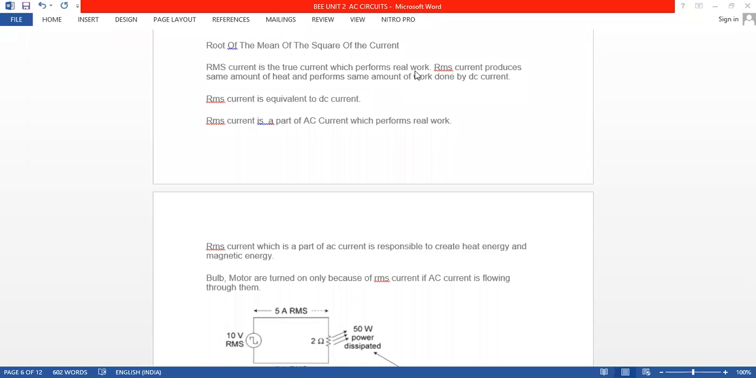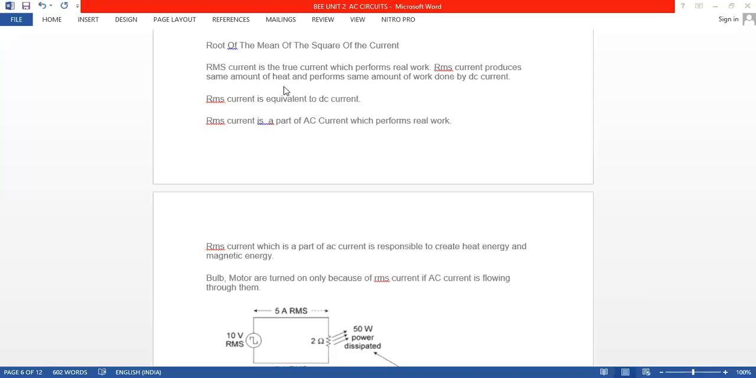What do you mean by the word real work? It means to turn on any bulb, the tube light, any fan or the motor. So RMS current produces, now this is important. How can I confirm that my current is doing the real work? The first indication is that the current should create heat energy.